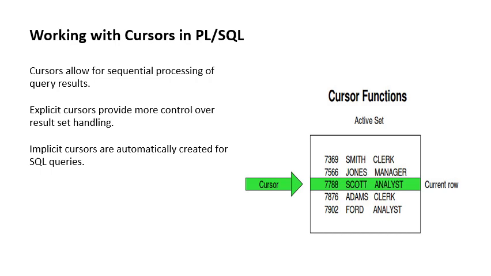Let's look at this. 7369 is like an ID, Smith is the employee name, and Clerk is his job role in that company. Presently the cursor is on another ID, and the role of that employee is analyst. So the cursor is present on Scott. Then we will use some cursor functions to go to each row and handle the result set.